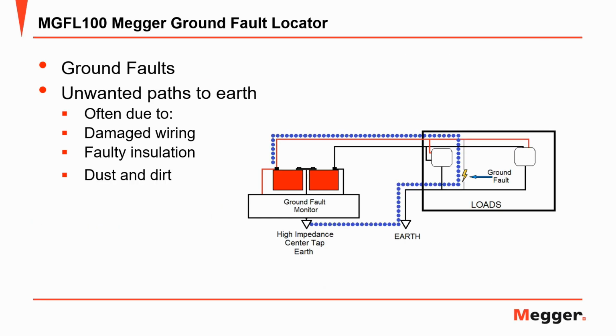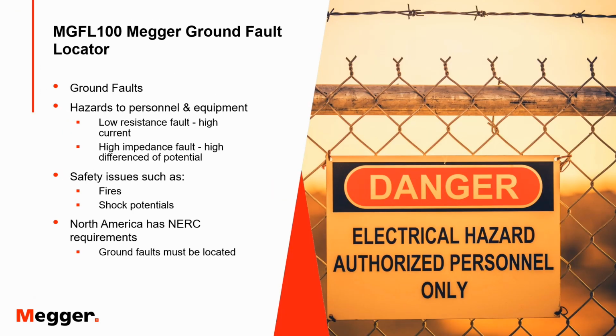Ground faults are unwanted paths to earth in electrical systems. They are often due to damaged wires, faulty insulation, as well as dust and dirt. Ground faults can present hazards to personnel and equipment.